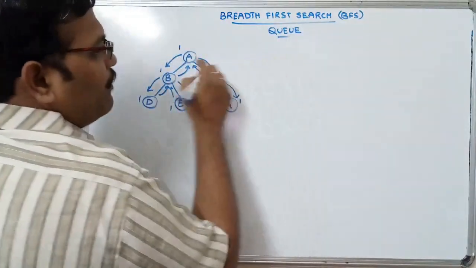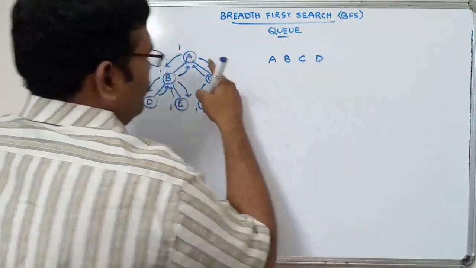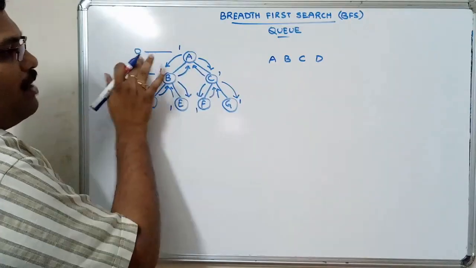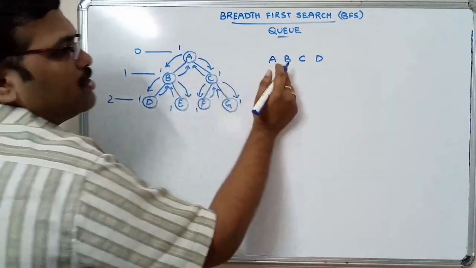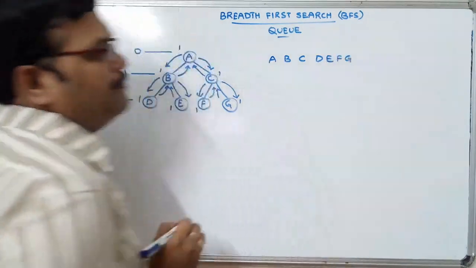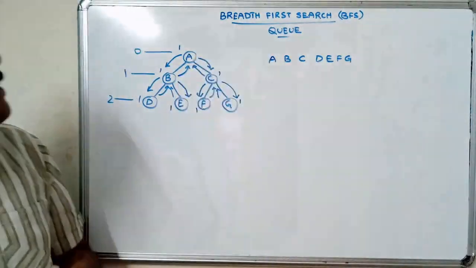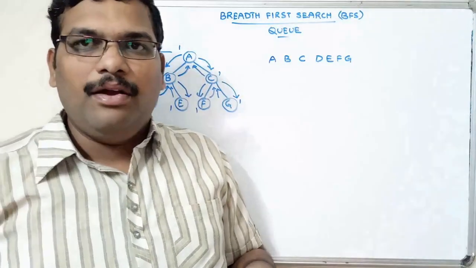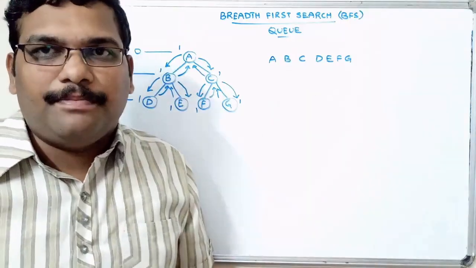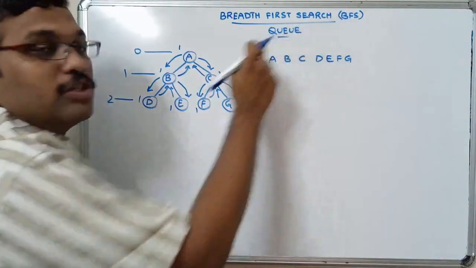After visiting all these, we'll get the same order, A, B, C. So A is level 0, then level 1, level 2. At level 0 visit the node, at level 1 visit all the nodes, B, C, at level 2 visit all the nodes, D, E, F and G. So we have to visit all the nodes level by level. That's why we call it breadth first search. In the previous session we saw depth first search, where we have to go in depth. Now we will see how to get this with the implementation of a queue.